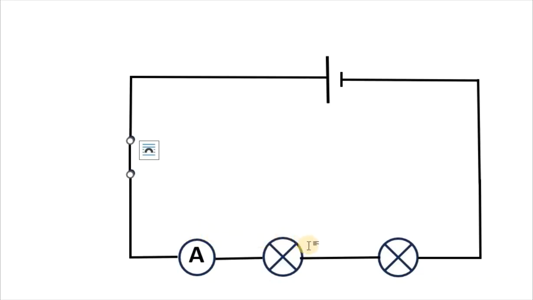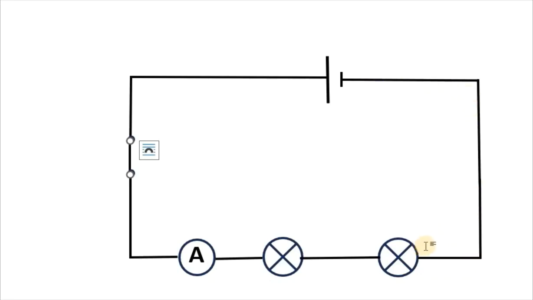Then the charges carrying that electrical energy reach this first bulb, where that electrical energy is converted to light energy. From there, the current continues to move through the wire, and then it reaches the second bulb, and inside here also electrical energy is converted to light energy, and then afterwards the charges are moving back towards the cell.